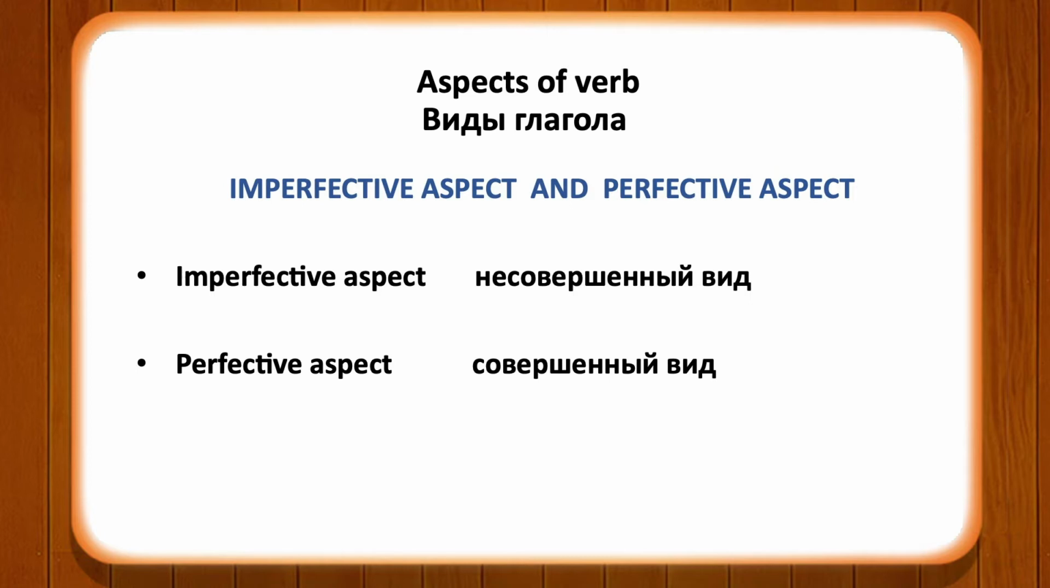Most of the Russian verbs have two aspects, namely imperfective and perfective. Imperfective aspect in Russian is called nesovershenny vid. I'll repeat, imperfective aspect is called nesovershenny vid in Russian. Perfective aspect in Russian is called sovershenny vid. I'll repeat, perfective aspect in Russian is called sovershenny vid.